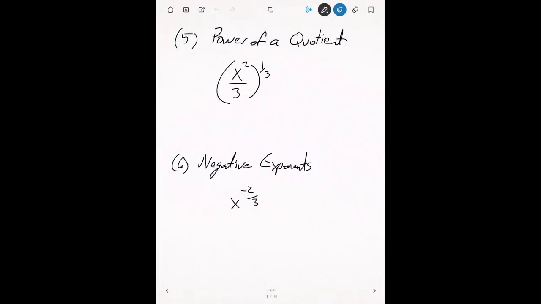All right, the power of a quotient. Again, this one also behaves similar to distribution, but not exactly. What we do is we apply the 1/3 exponent to the numerator and the denominator. We could simplify the numerator to be x to the 2/3 power over 3 to the 1/3 power.